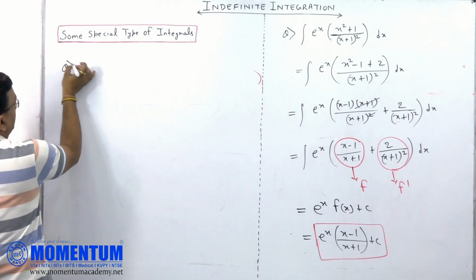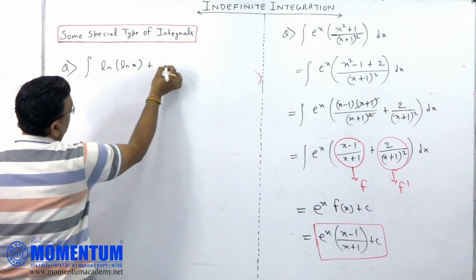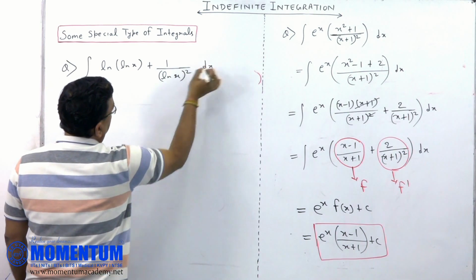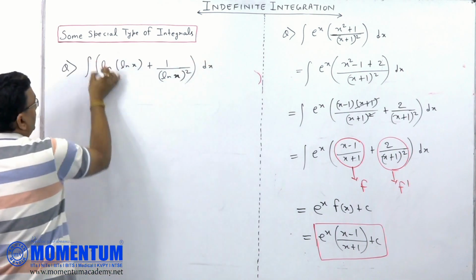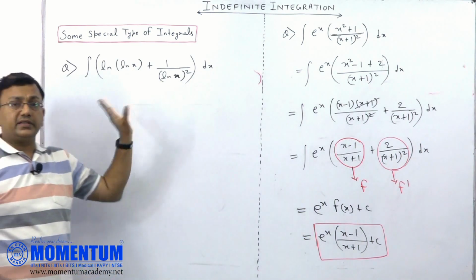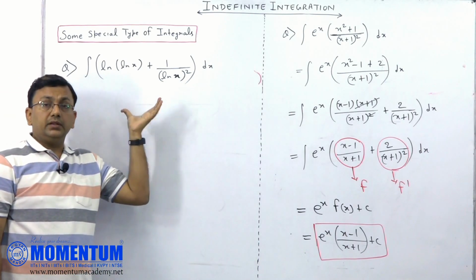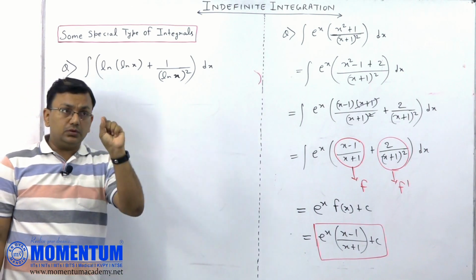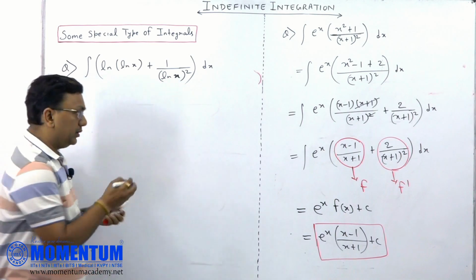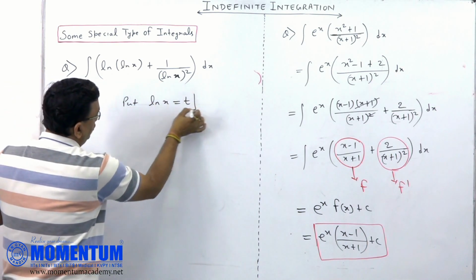Next is integration of ln of ln x plus 1 upon ln x whole square. Fine? Students, this kind of problem is more confusing. There is no e to the power x. If I talk about special integral number 2 here, then you will say that e to the power x isn't visible at all. So remember, whenever there is log x, then we should try substituting log x equal to t.